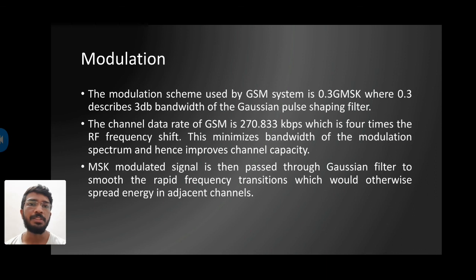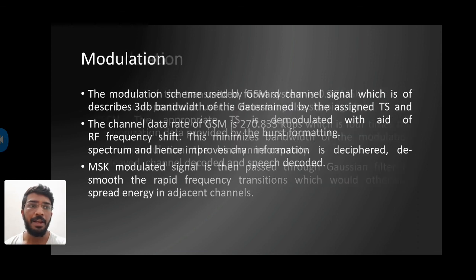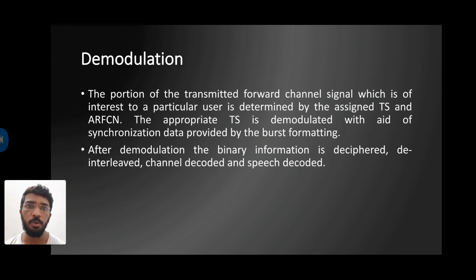After that, this signal is transmitted via the transmitter antenna. This transmitted signal is received by the receiver, and at the receiver side the process of demodulation is done. The portion of the transmitted forward channel signal which is of interest to a particular user is determined by the assigned time slot and ARFCN.